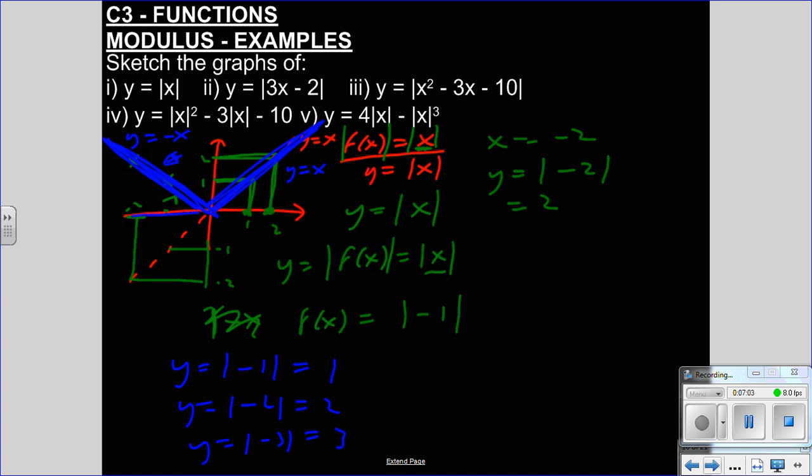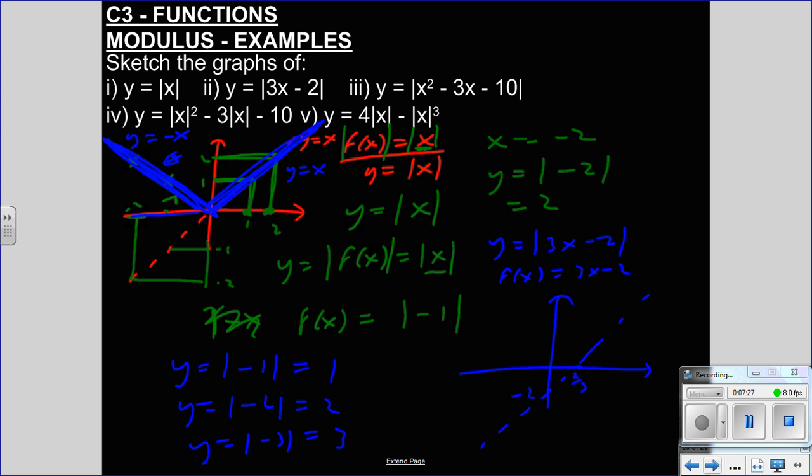Let's make that a bit more obvious with y equals mod of 3x take 2. So I'm starting with f of x equals 3x take 2, draw my original. It crosses at minus 2. Where does it cross the x-axis? Well, that's when y is 0. So cross that over, that's 2 over 3. Draw the original dotted line.